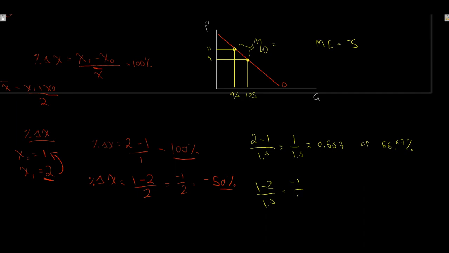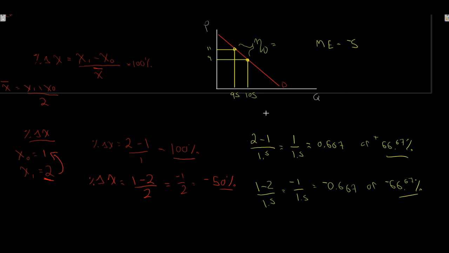You would get negative 1 over 1.5, which is negative 0.667, or negative 66.67%. Here we notice we get the same value for a percent change. It's just the sign that's different. Here was a 66.67% increase versus a 66.67% decrease. This is the problem that we overcome by using this average, and thus it is why we'll use an average every time we're trying to find the percent change in price, the percent change in quantity demanded.